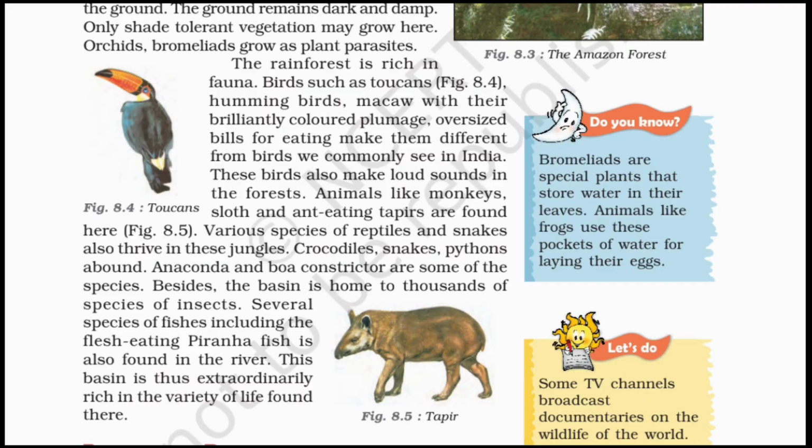Now, the blue box on the right hand side, do you know? Bromeliads are special plants that store water in their leaves. Animals like frogs use these pockets of water for laying their eggs.